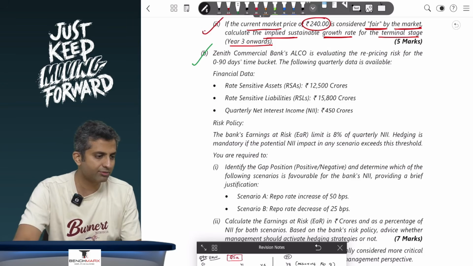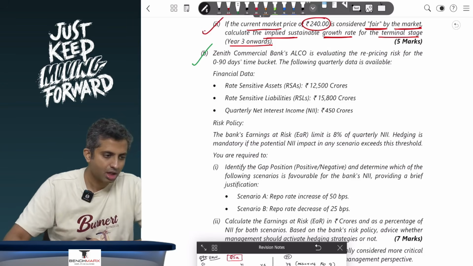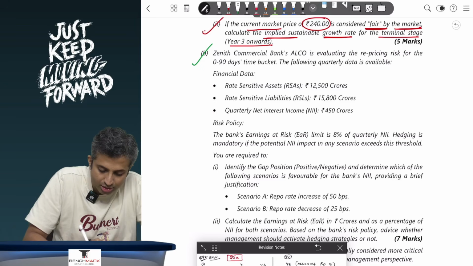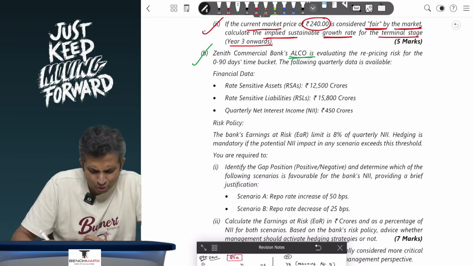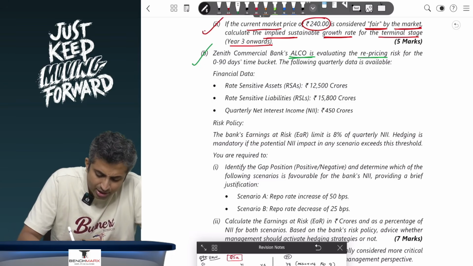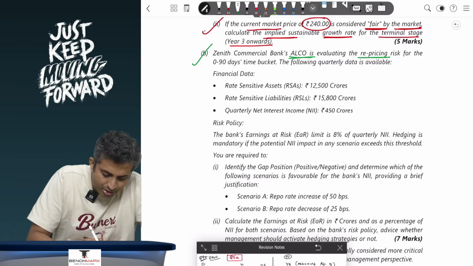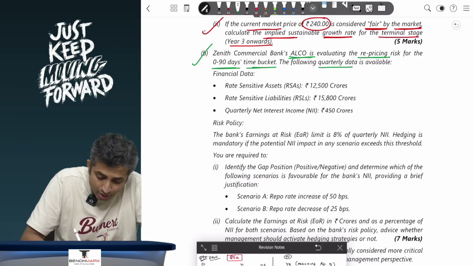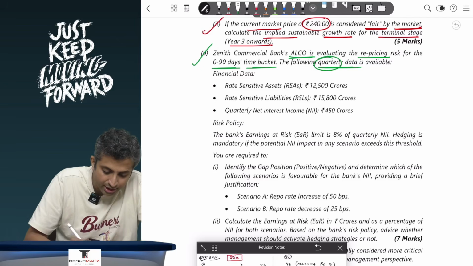Okay, so let us review question number 5b. So Zenith Commercial Bank's ALCO, that is asset liability division probably, is evaluating the repricing risk for 0 to 90-day time bucket. So maybe certain loans within 0 to 90-day time bucket. Following is a quarterly data. Remember, this is a quarterly data which is available.